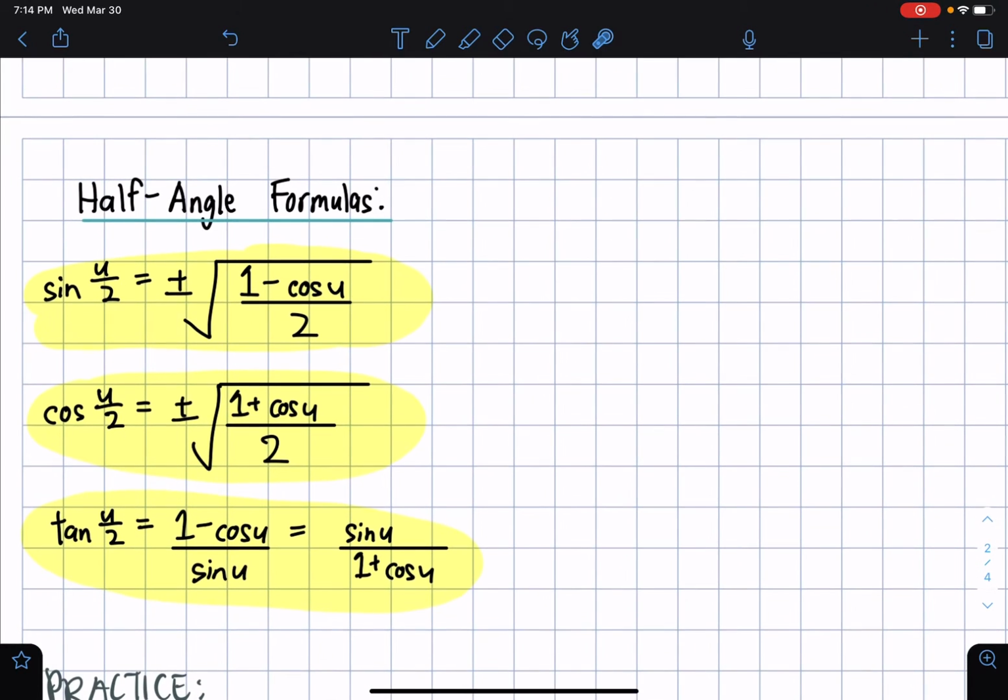This time, we still have three formulas, each concerning sine, cosine, and tangent, the three buttons in our scientific calculator. So sine u over 2 is equal to plus minus the square root of 1 minus cos u over 2. So just take note of that. Cos u over 2 is equal to plus minus the square root of 1 plus cos u over 2. For tangent u over 2, it's equal to 1 minus cos u over sine u, which is also equal to sine u over 1 plus cos u.